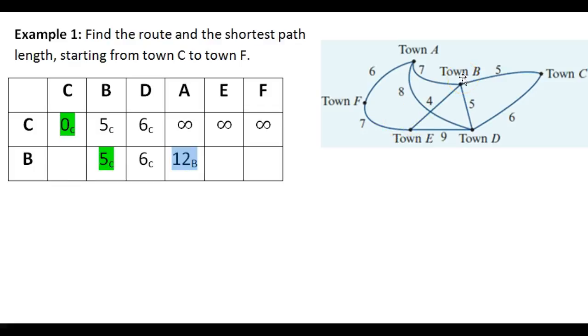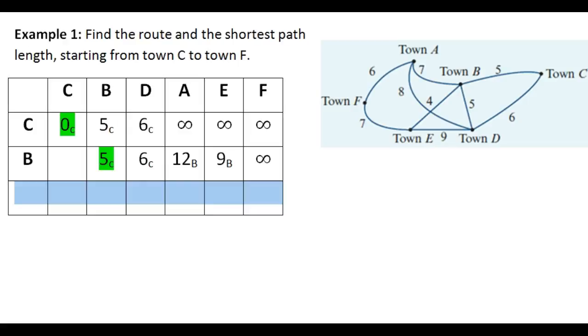Can we get to E? Yes, we can. We had added an additional 4. So 5 plus 4 gives 9. And so that was via B, and that's definitely better than infinity. And can we get from B to F? Oh, well, we can't directly, so it stays as infinity. So the shortest unboxed value in this row is this one, and it comes from column D, so that's going to head up our next row.